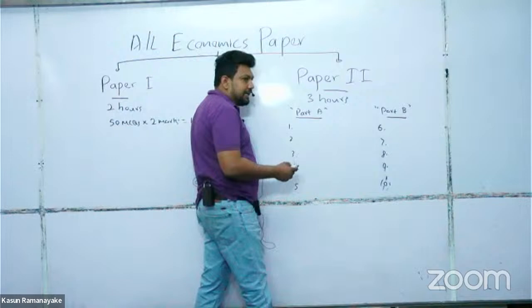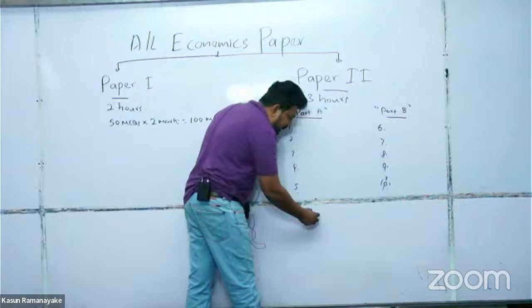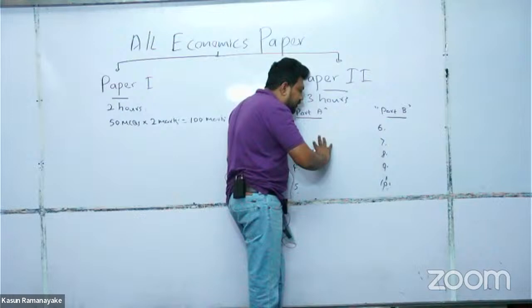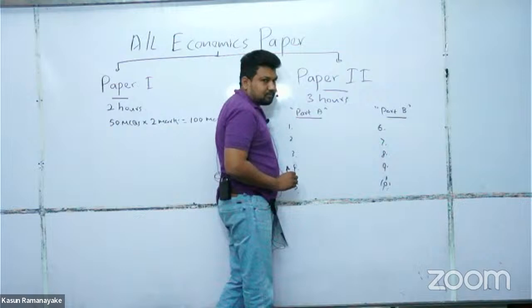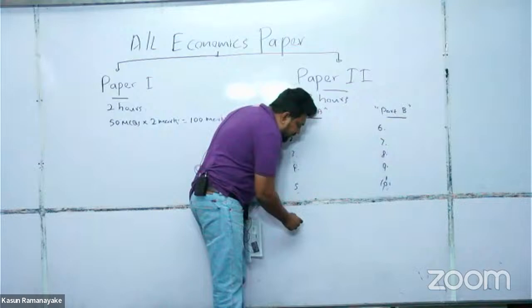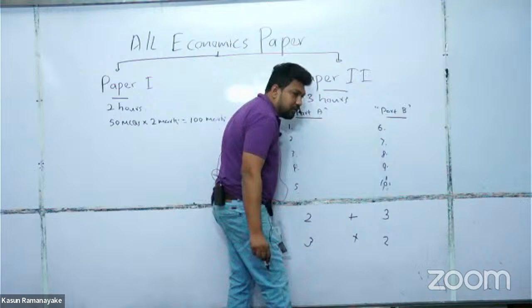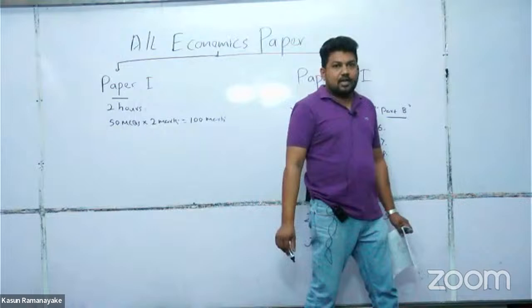But here, you can pick only 5 questions. When you are picking the 5 questions, you have 2 options. You have to select at least 2 questions from one of these parts. If you select 2 questions from here, you have to select 3 questions from the other part. Or if you select 2 from the other part, you select 3 from here. Altogether, 5 questions have to be answered.